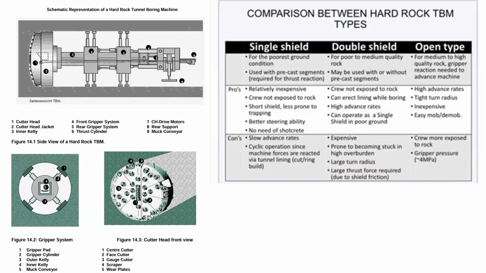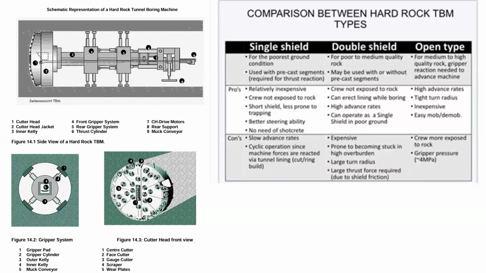So number one, it is the gripper pad. Basically, the gripper pad means it is applying the thrust to the rock surface to move ahead. So when the gripper is in position, or the gripper is locked to the rock surface, basically the TBM is moving. When it is released, the TBM is stopping, and then it is installing the segments.